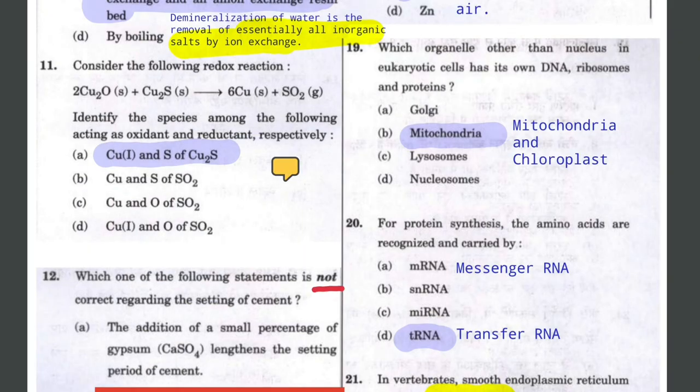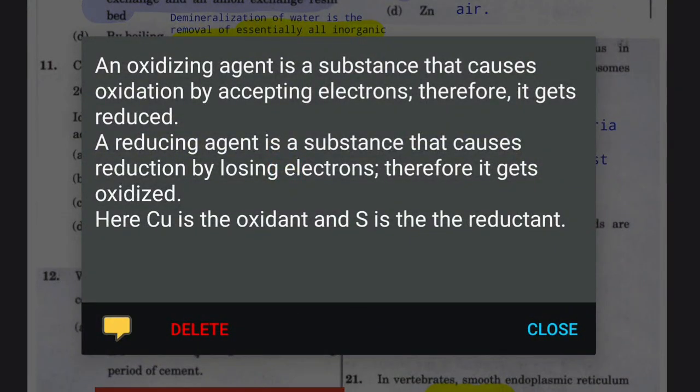So in the second question, we have to identify the oxidant and reductant. So if we see the equation, then you will get to know that Cu and S of Cu2S are oxidant and reductant respectively. So for value addition, we can see that oxidizing agent gets reduced by accepting electrons, and reducing agent gets oxidized by losing electrons. So here copper is oxidant and sulfur is reductant.